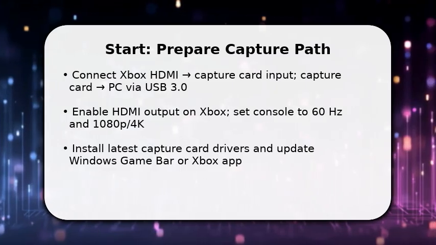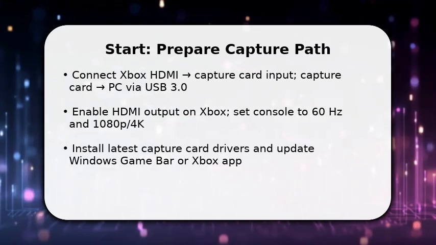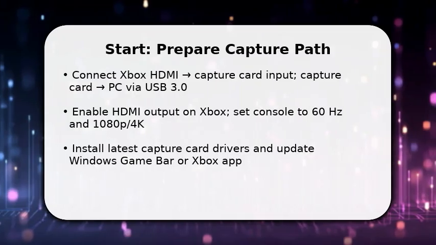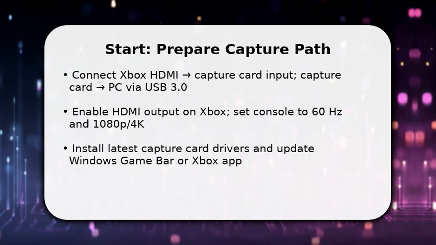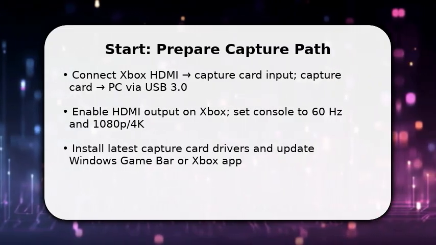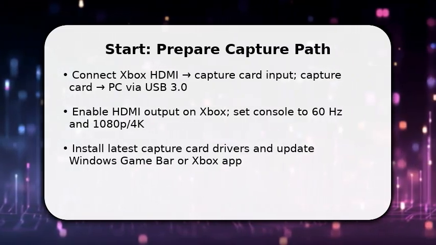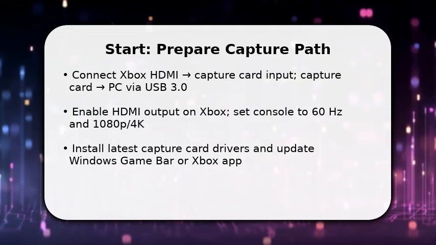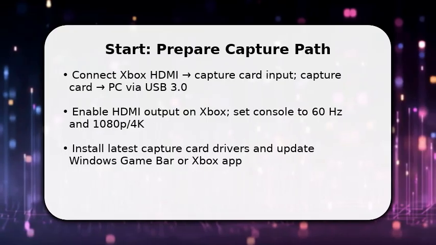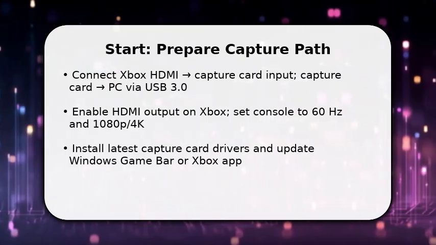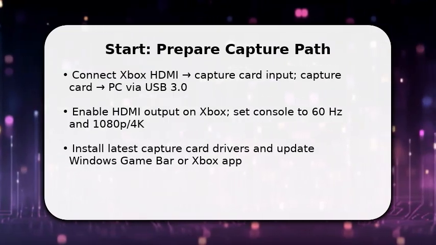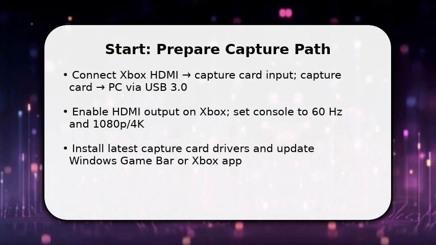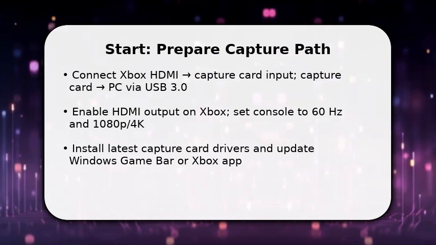Enjoy the video. You begin by creating a direct, reliable signal path. Plug the Xbox HDMI into the capture card, then connect the card to your PC on a USB 3.0 port. Once done, set the console's display to 60 Hz and the desired resolution so the capture card has a stable input. Make sure drivers for the capture device are installed and Windows updates are current, because stale drivers or missing updates are the most common blockers to starting a proper recording.